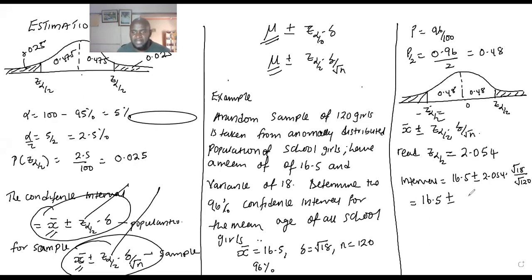Guys, calculator, what do you get? This term. Hello, stop singing for us. Mute. Someone press the calculator: root of 18 divided by root of 120 times 2.054. What answer do we get?